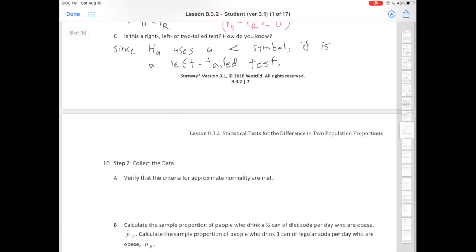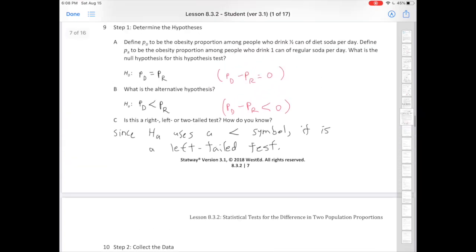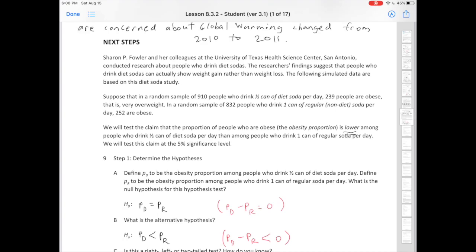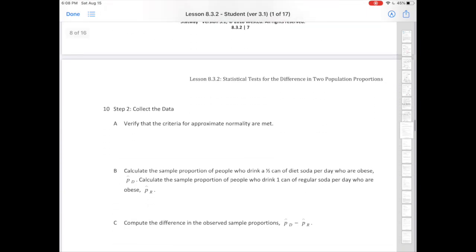Step 2, collect the data. Verify that the criteria for approximate normality are met. Approximate normality. Okay, so remember we had 910. So let me write it this way. First for diet, and then for regular. Now, it's funny, guys, but in this problem, we are considering a success as being obese, right? Because that's the criteria that we care about.